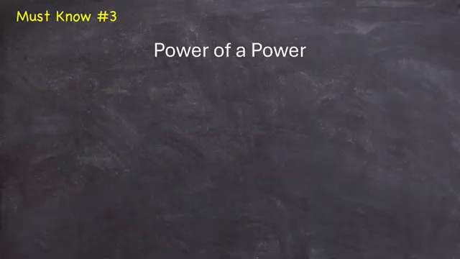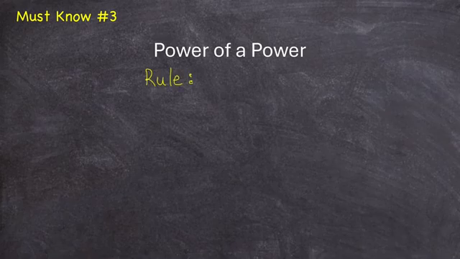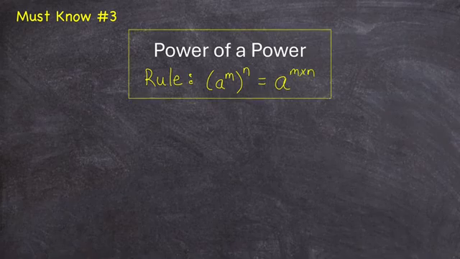Must know exponent rule number 3, the power of a power rule. This rule states, if you have a power of a power, meaning the base of the power is a power itself. So let's say we have a to the power of m raised to the power of n. We can simplify that by keeping the base of the power the same and then multiply the exponents together. So then the new exponent becomes m times n. And now let's do a few examples so you can see how this works.